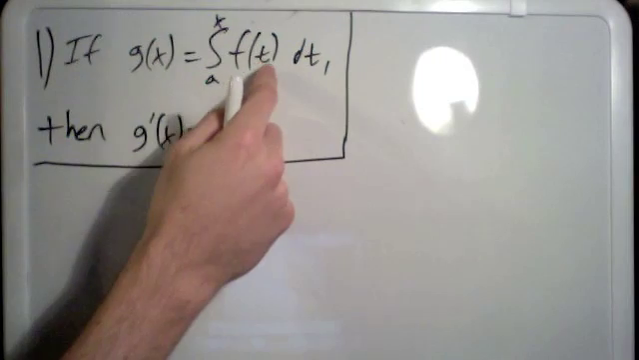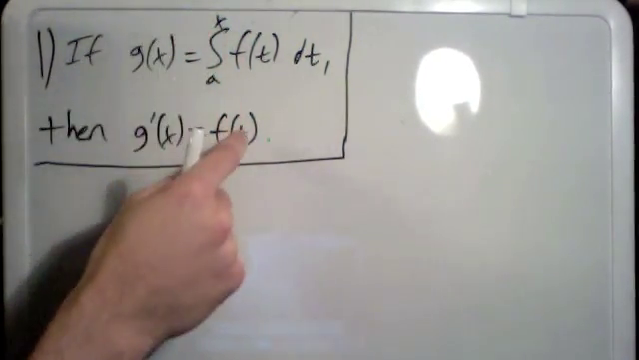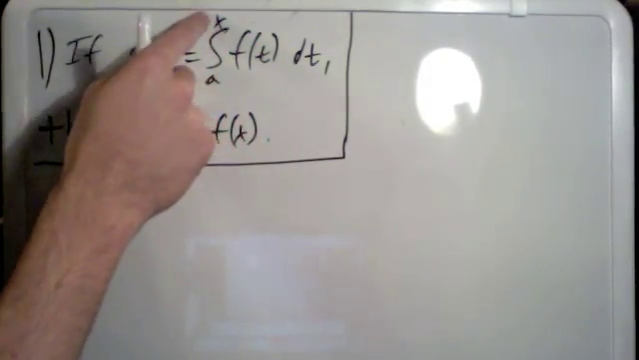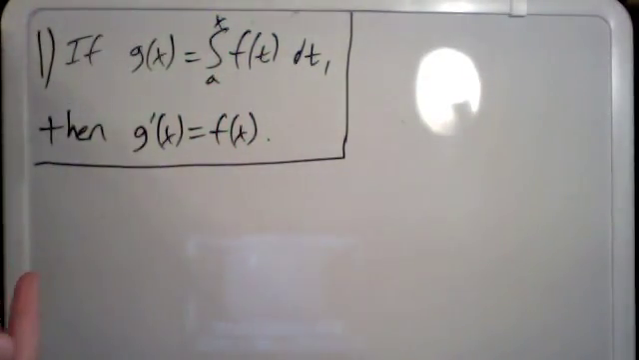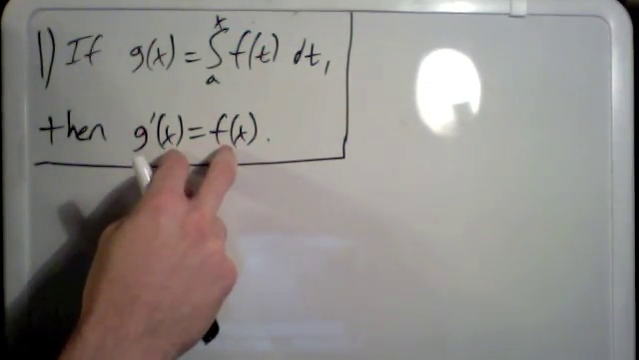So when you take the derivative, this part goes away, and you're left with f of t, but instead of f of t, you use x as the independent variable. So you replace t with x because that's the upper bound. That's just how you do it. It's just a rule. So that what you get is g prime of x is equal to f of x.